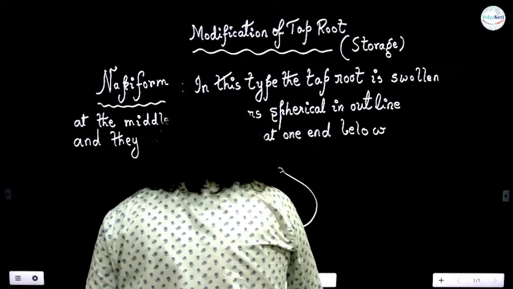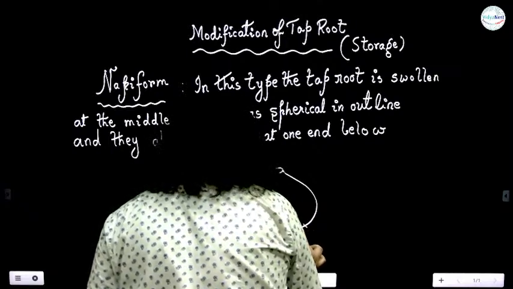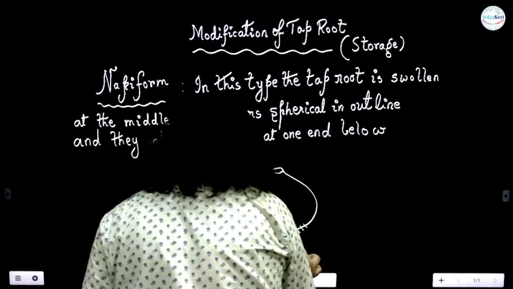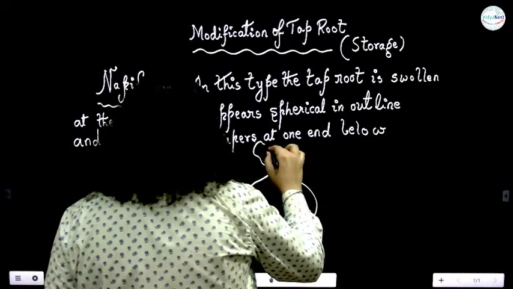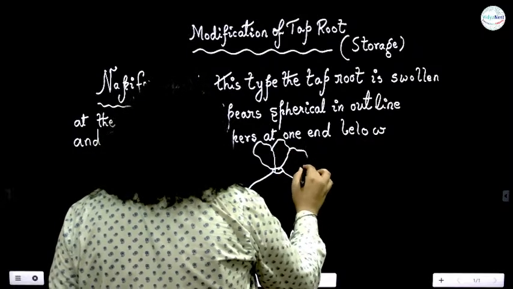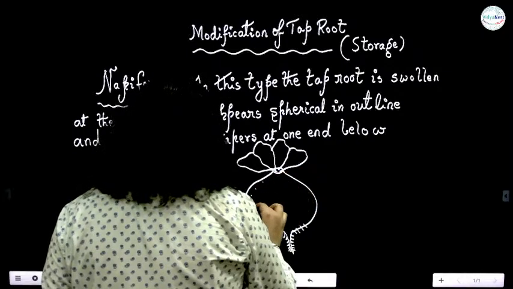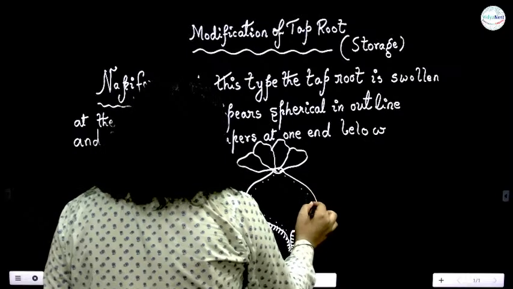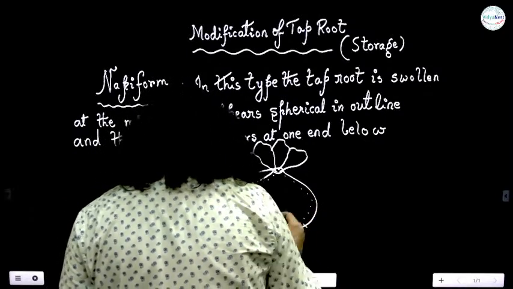The secondary roots come out, because you know that this is a primary root, so they can give rise to secondary roots coming out in this manner, and over this there is a crown of leaves like this. The leaves are appearing in this manner. So this looks like a vegetable, you know that this is known as turnip.